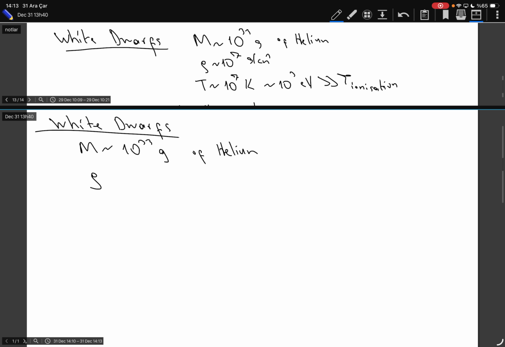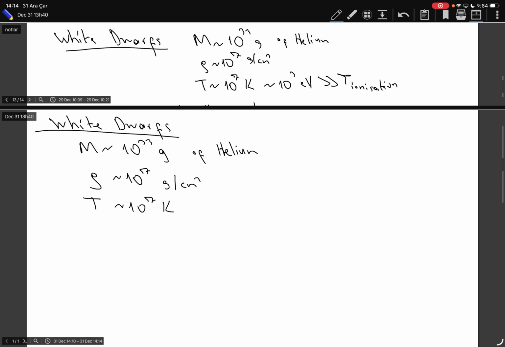The density is around 10 to the power 7 grams per centimeter cubed, so this is like 10 tons in 1 centimeter cubed. This is the density. The temperature is 10 to the power 7 Kelvin. These are the numbers I just looked up in your book.